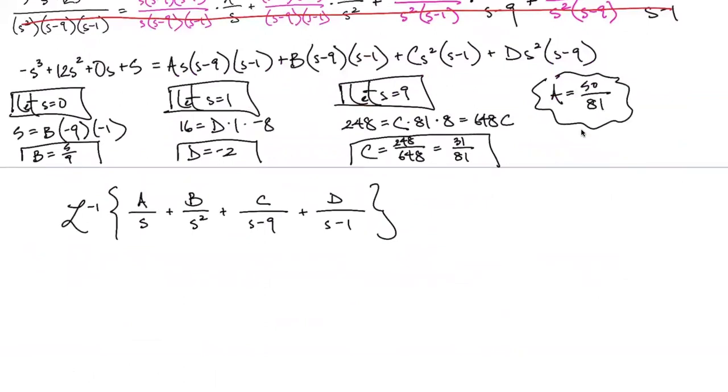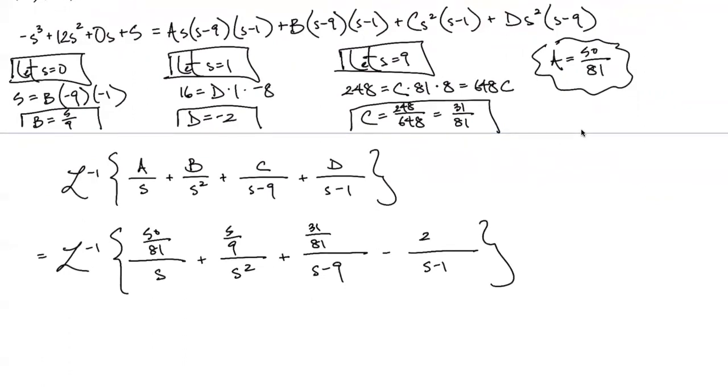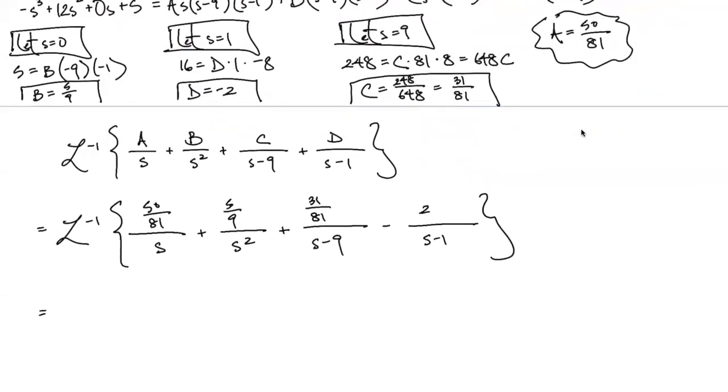So let's write this again, but with our values. For A, I'm putting 50 over 81 over S, plus B is 5 over 9 over S squared, plus 31 over 81 over S minus 9, minus 2 over S minus 1. So we've plugged in our 4 constants here.